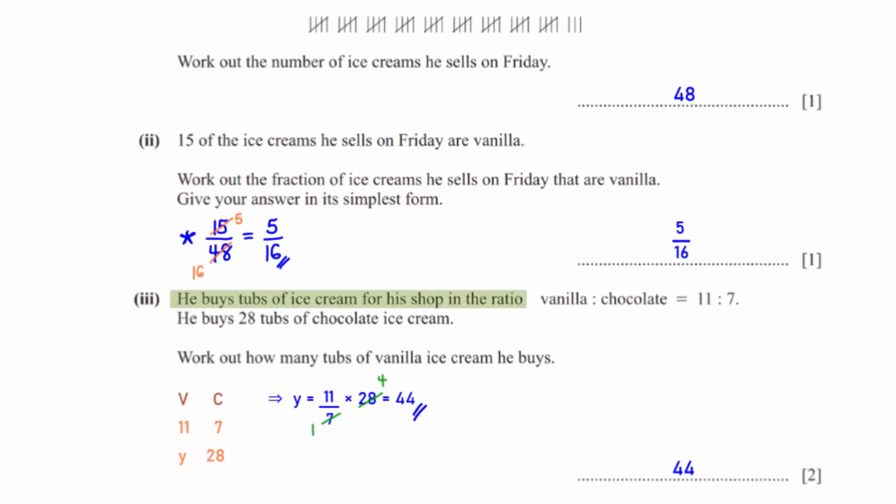He buys tubs of ice cream for his shop in the ratio vanilla is to chocolate equals 11:7. He buys 28 tubs of chocolate ice cream. Work out how many tubs of vanilla ice cream he buys. We've been given the ratio vanilla is to chocolate to be 11:7. We are also told he buys 28 tubs of chocolate ice cream, and we want to find the number of tubs of vanilla ice cream he buys, which we are calling y. When we cross multiply and make y the subject, this is what we get, which is equal to 44.